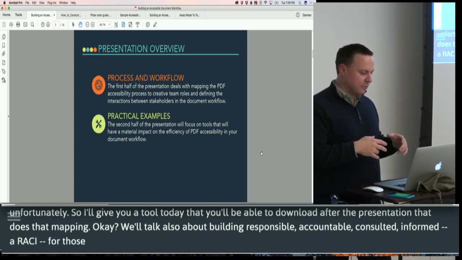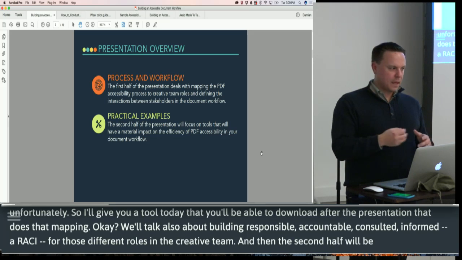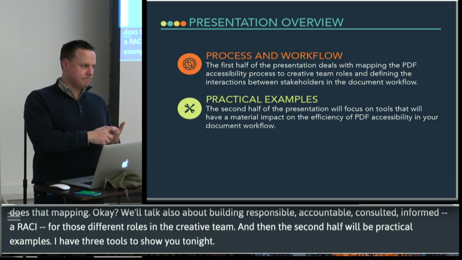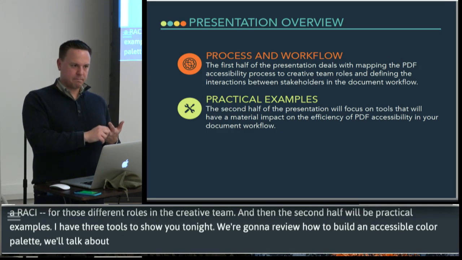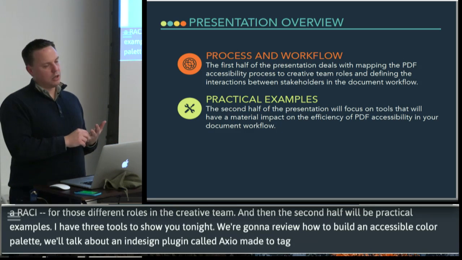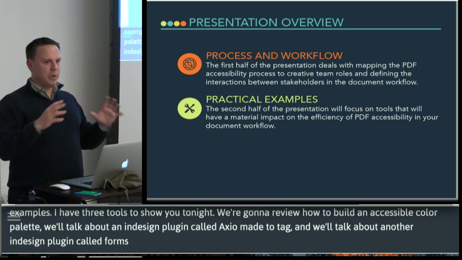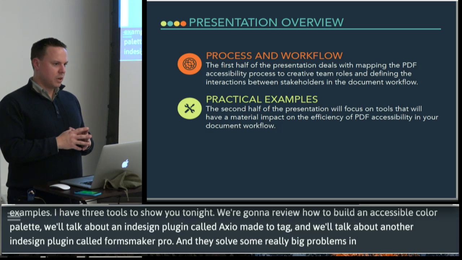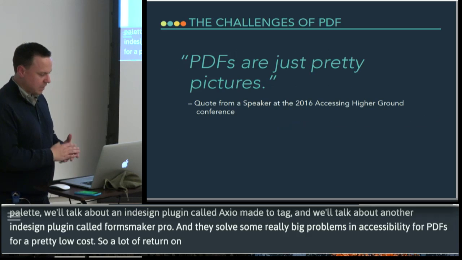And then the second half will be practical examples. So I have 3 tools to show you tonight. We're going to review how to build an accessible color palette. We're going to talk about an InDesign plugin called Axio Made to Tag. And we're going to talk about another InDesign plugin called Forms Maker Pro. And they solve some really big problems in accessibility for PDFs for a pretty low cost. So a lot of return on that.